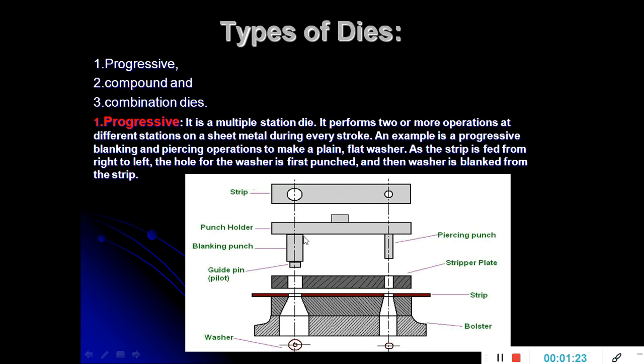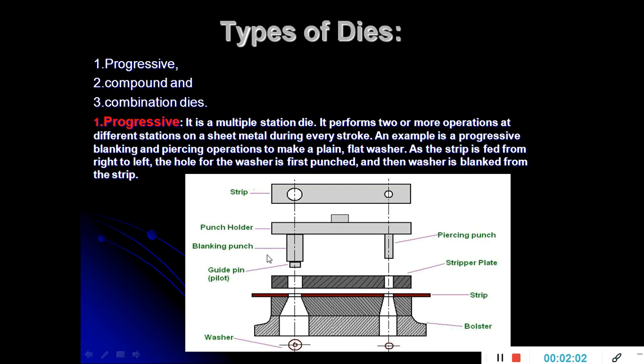See here, the progressive die consists of a punch holder, a piercing or cutting punch, a blanking punch, and a stripper plate, and this is the sheet metal. Two die holes are going to be made here, one exactly below the piercing punch, and one exactly below the blanking punch. Now what is the progressive die?